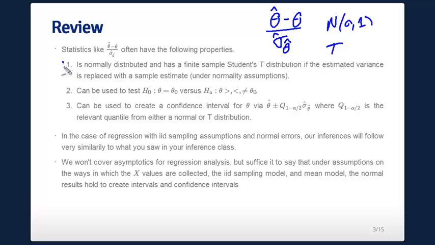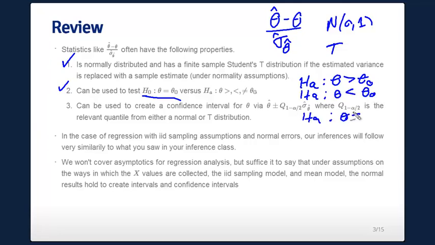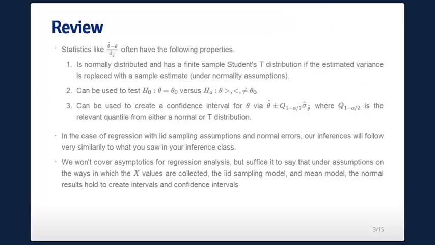So it's often normally distributed and has a finite sample Student's t-distribution as the estimated variance is replaced by the sample variance, and we can use that to test things like theta equal to theta naught versus some of these alternatives. What I mean is HA: theta greater than theta naught, or HA: theta less than theta naught, or HA: theta not equal to theta naught. Okay, let me get rid of all that stuff just because it's clouding things up a little bit.